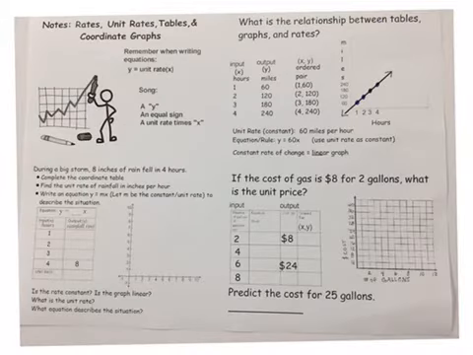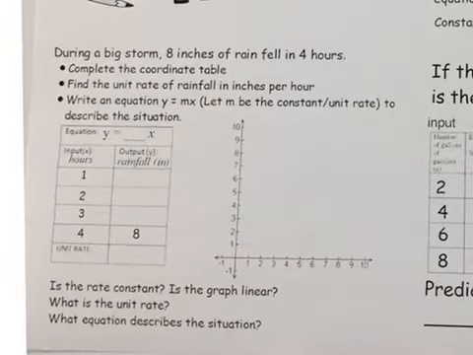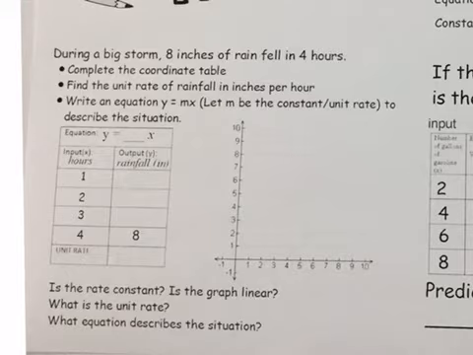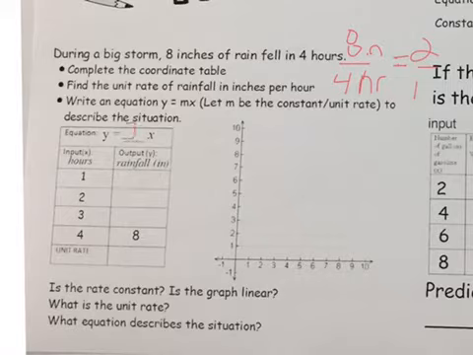Okay, so what we're going to do right now is we're going to take a look at the bottom left problem. It's during a big storm, 8 inches of rain fell in 4 hours. So the first thing we have to figure out is our unit rate. So if we have 8 inches over 4 hours, that's going to be equal to 2 inches over 1 hour. So after we find our unit rate, we're going to write our equation. It's y equals mx. That's the algebraic term. M is going to be your constant or your unit rate of change. It's a constant rate of change. So y is going to equal 2x.